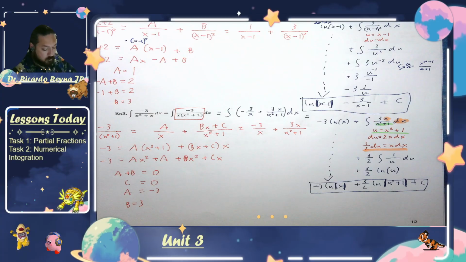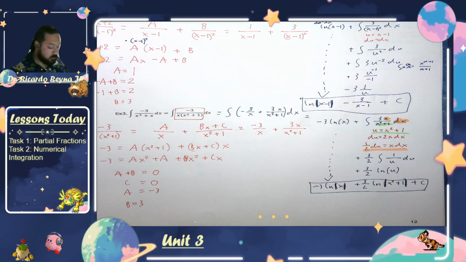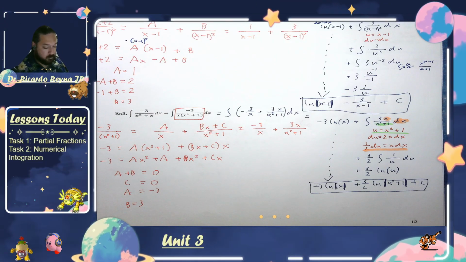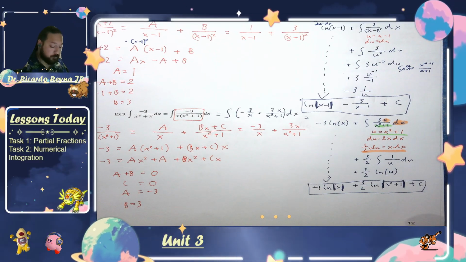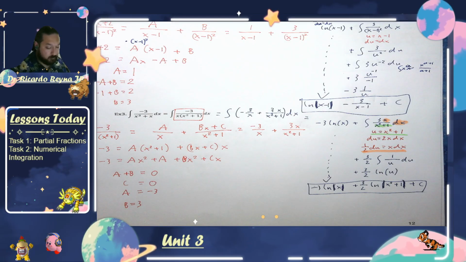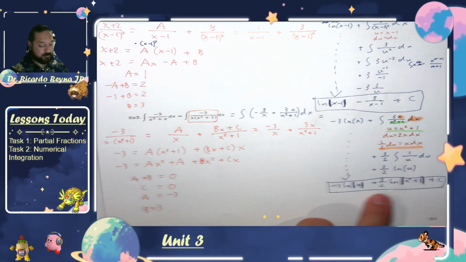We put back the ln here, minus 3 ln of x. And then we add plus c. Look at that, plus c. And that's going to be the answer. Oh, I keep forgetting. Absolute value. Yeah, keep forgetting to do absolute values.